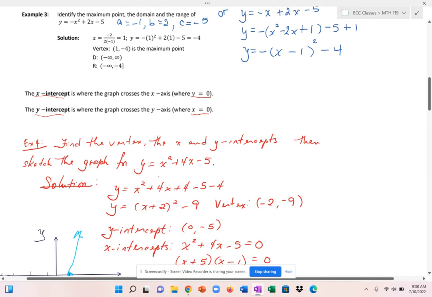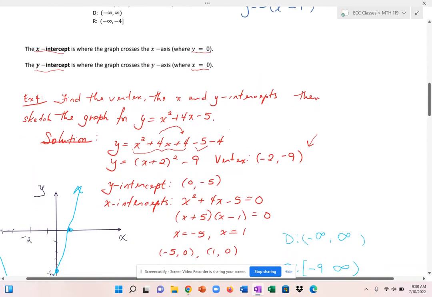So I used the completing the square method here. I took half of 4, which is 2, and I squared it. So I added that, and then I took that away. This factors into x plus 2 to the second power, and these two collapse into negative 9. So my vertex is negative 2, negative 9. I have a y-intercept, that's the easiest one to find, when x is 0.